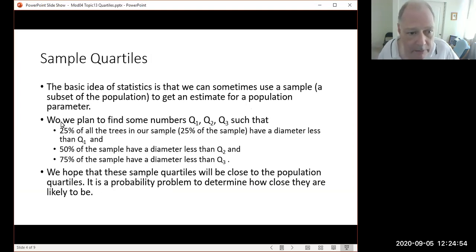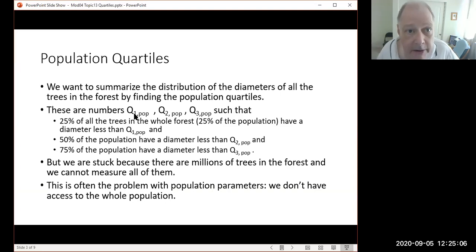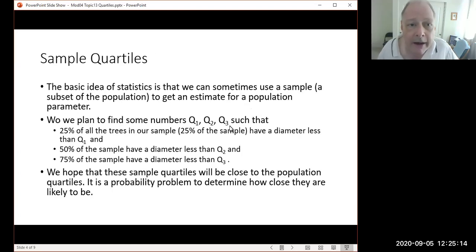So we plan to find some numbers for the sample, a Q1, Q2, and Q3 for the sample. In the previous slide, you see I was denoting these Q1 pop and Q2 pop and Q3 pop for the population, but now I've dropped off the subscript pop, and without the subscript now I'm not talking about the whole population. Now I'm talking about just some randomly selected trees, a small subset of the population in our sample.